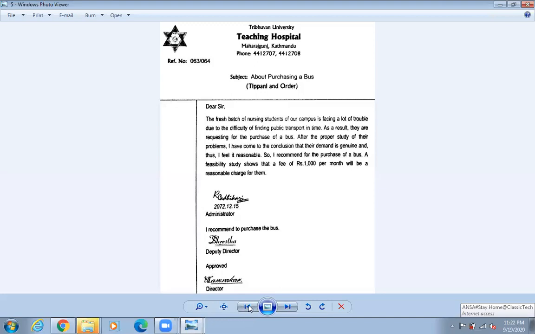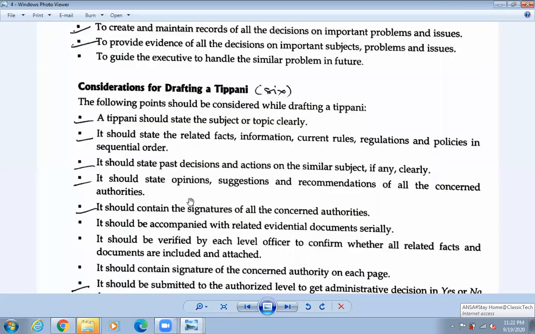So next one is, it should state the past decision and action on a similar subject, if any, clearly. If we have already written a letter before, we should discuss the past decision also. So we need to write down about the past decision. We should state the opinion, suggestion and recommendation of all the concerned authority. So we need to get the recommendation from the middle level staff also.